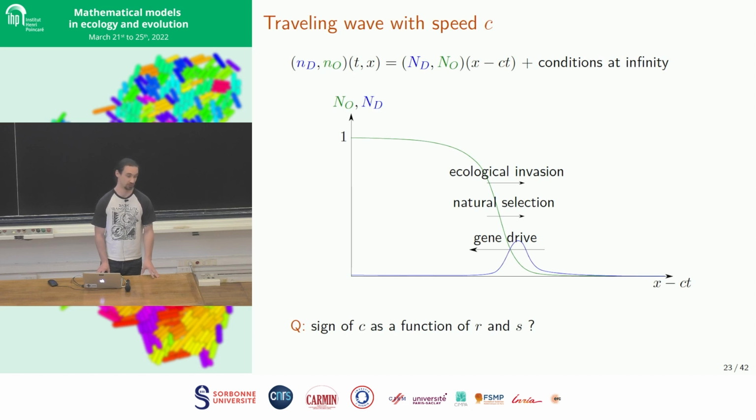And to study this traveling wave is mostly to study the sign of the speed, and to study the sign of the speed is to study the competition between these three forces. The gene drive tends to push towards the left. The natural selection is in favor of the wild type, so pushes towards the right. And the gradient of population generates an ecological invasion that also pushes towards the right. And so what we want to do is to try to say things about the sign of the wave speed c as a function of the Malthusian growth rate r and the fitness cost s.